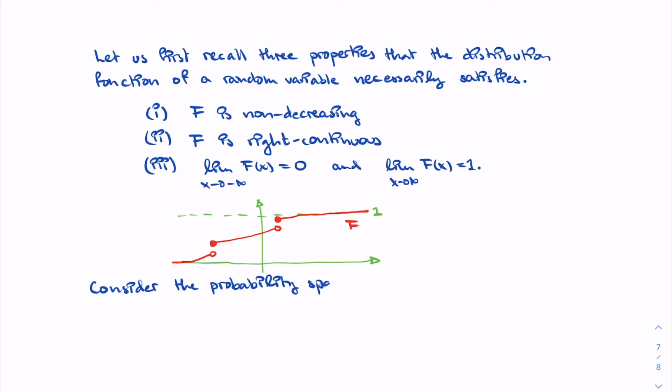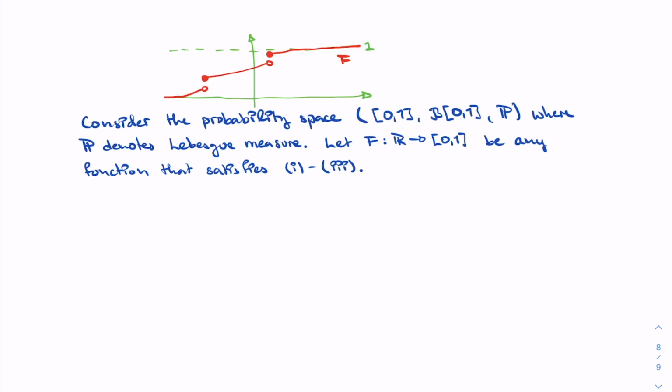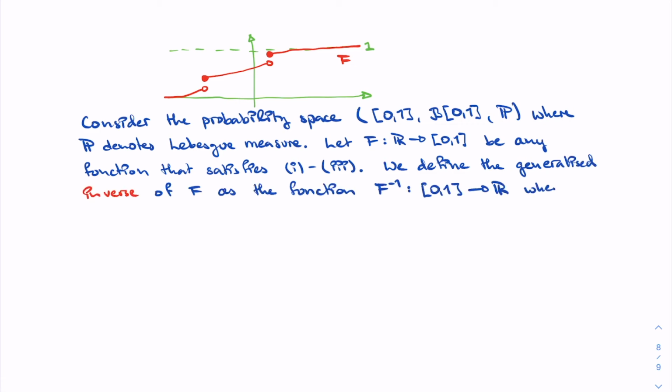Consider again the probability space where the interval [0,1] is equipped with the Borel sigma algebra and P denotes Lebesgue measure. Let F be any function that satisfies the properties 1 to 3. We define the generalized inverse of F as the function which to a value u returns the infimum over all values x such that F(x) exceeds u.